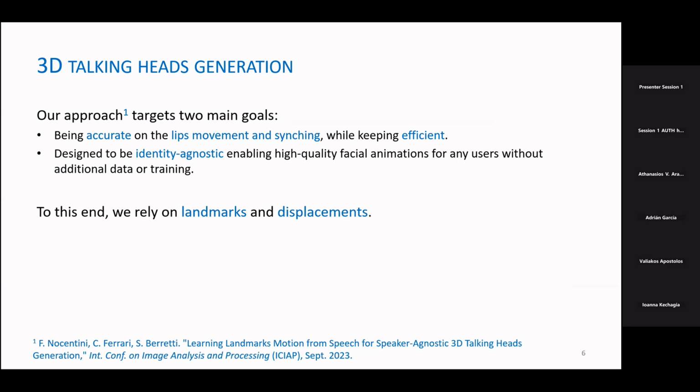Another important aspect of the work is the fact that the animation is independent of the face. The system does not know anything about the identity of the person, and so can animate any identity. So the system is identity agnostic.